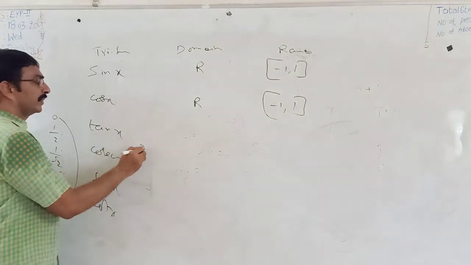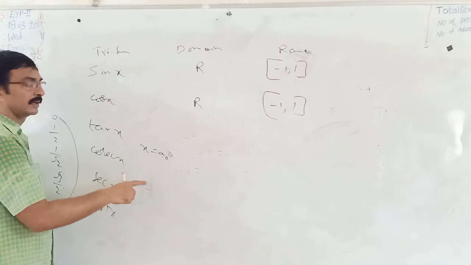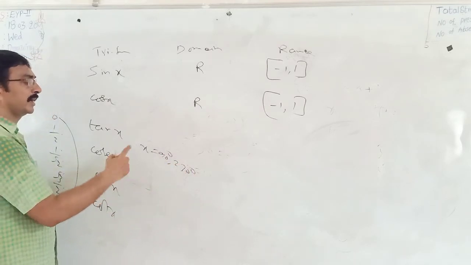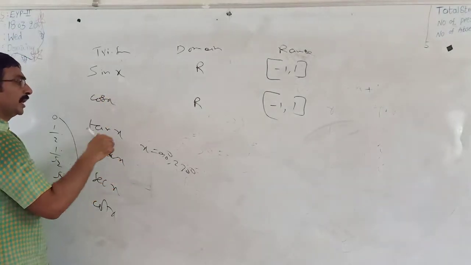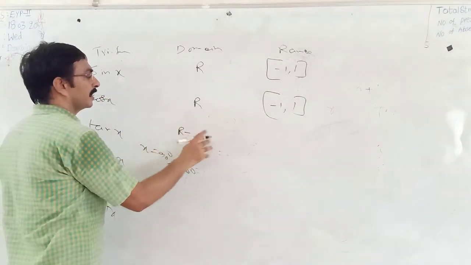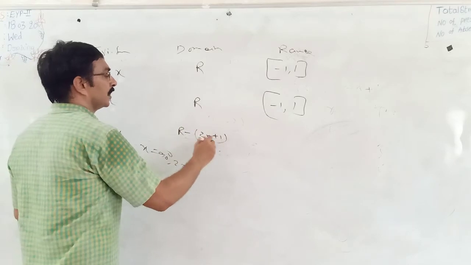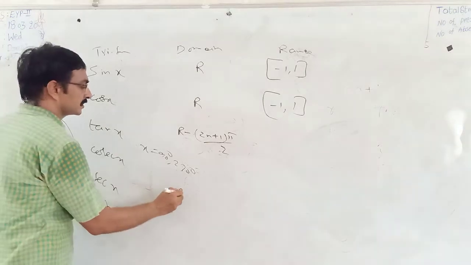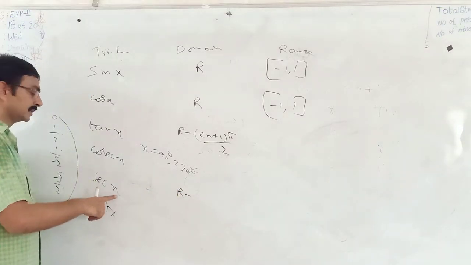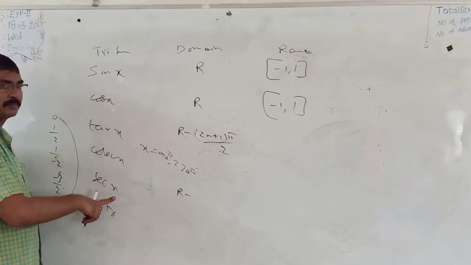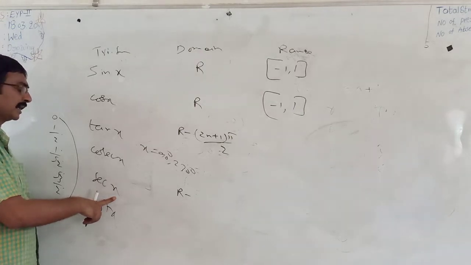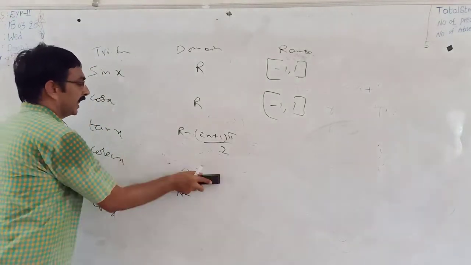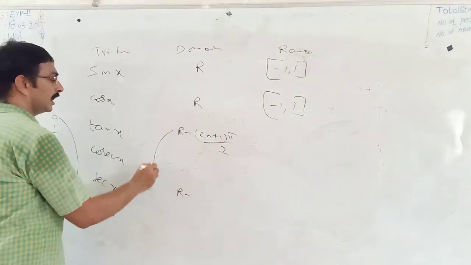Tan x is not defined when x equals 90 degrees. Tan 90 is not defined. Tan 270 is also not defined, etc. Therefore, the domain of tan x is R minus the set of (2n plus 1) into pi by 2. The domain of secant x is also the same, because secant 90 means 1 by cos 90. Cos 90 degrees has value 0, and 1 by 0 is not defined. So, the domains of tan x and secant x are the same.